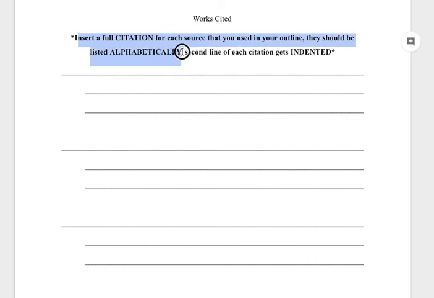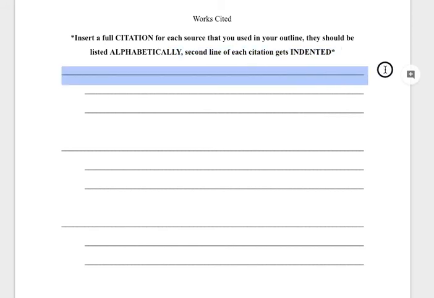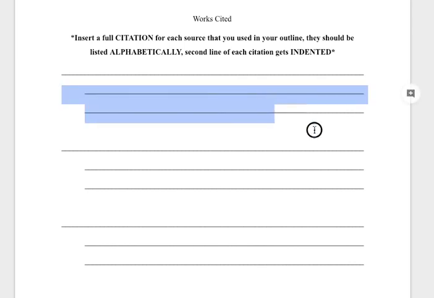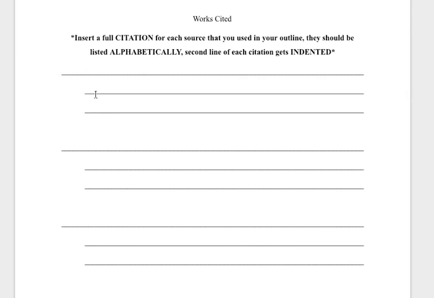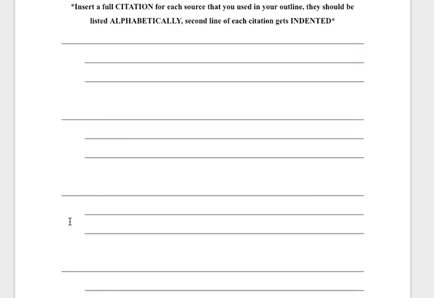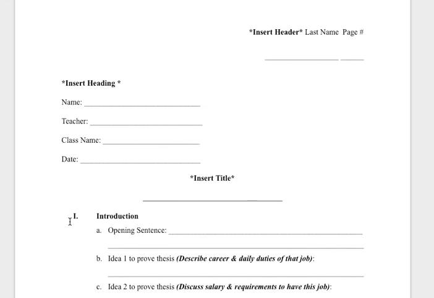They should be listed alphabetically, and the second line of each citation gets indented. So unlike a normal paper, on a works cited page, this first line is not indented. But if it continues on any other lines, it'll get indented. So just the way that I have the lines formatted here is how you'll format it when you actually type it. Once you're done with all of this, you will get this checked, and then you'll go ahead and type.